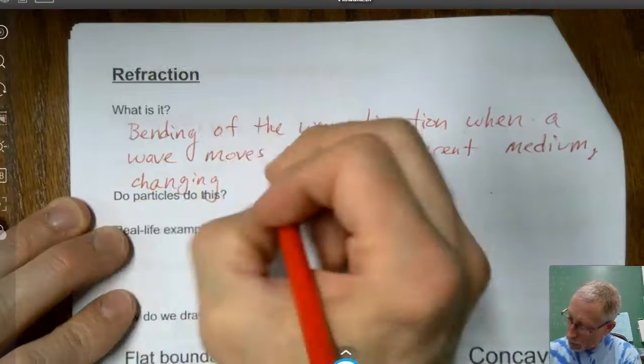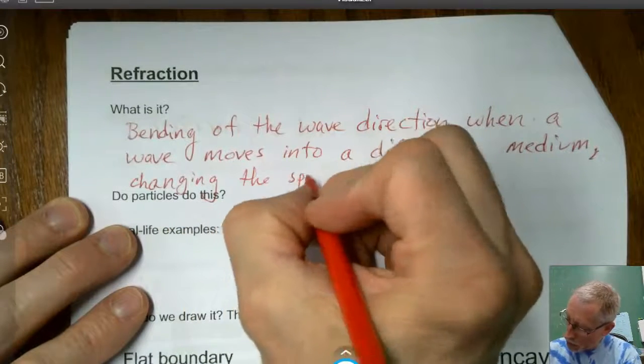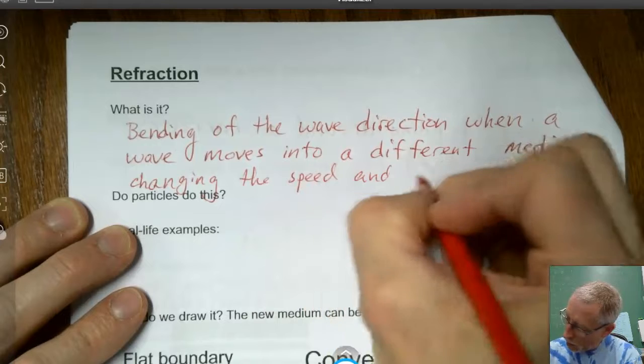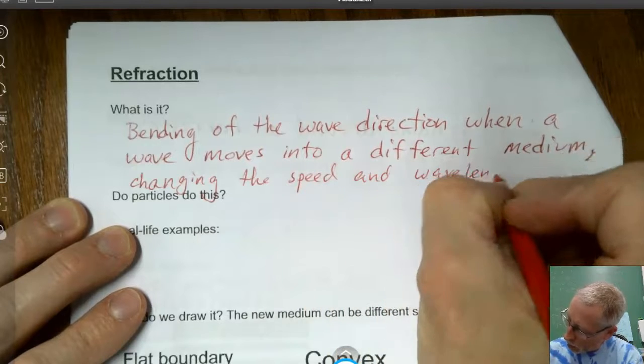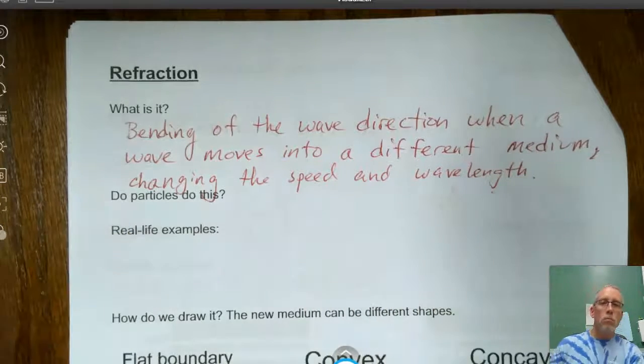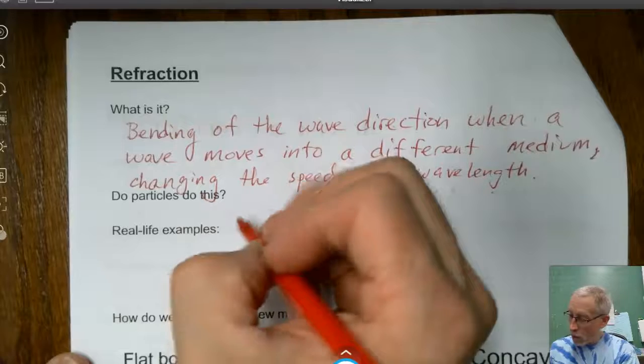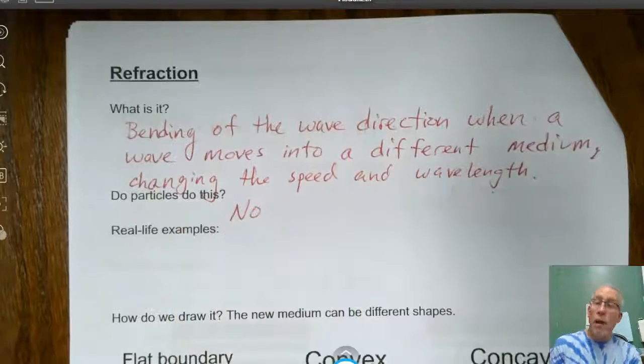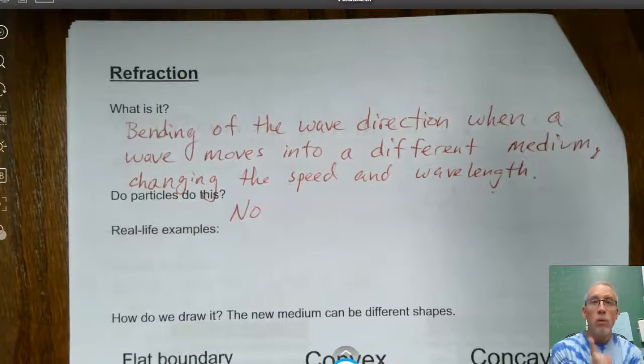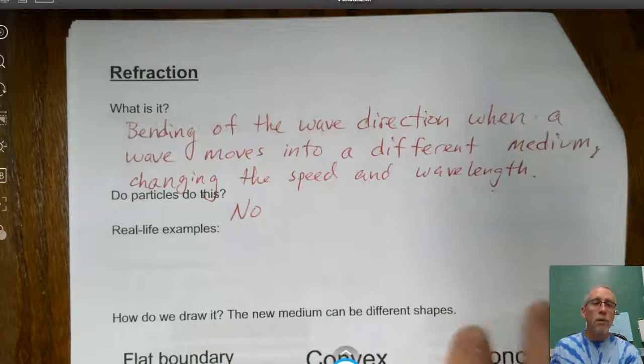So I want to point out, we are changing the speed and wavelength. So the direction changes because the speed changes. Now, do particles do this? You might remember, I told you when I started these that only one, reflection, shares a property with particles, like tennis balls will reflect off a wall, just like waves do. But waves will refract, although particles do not, okay? I'll come back to the real-life examples.